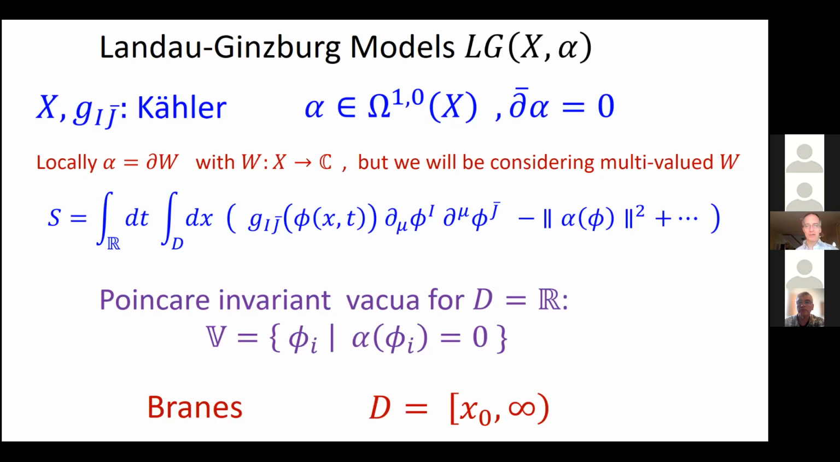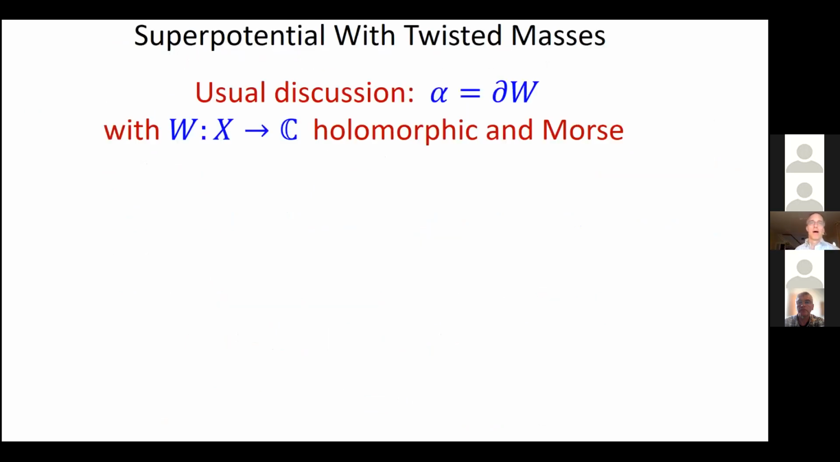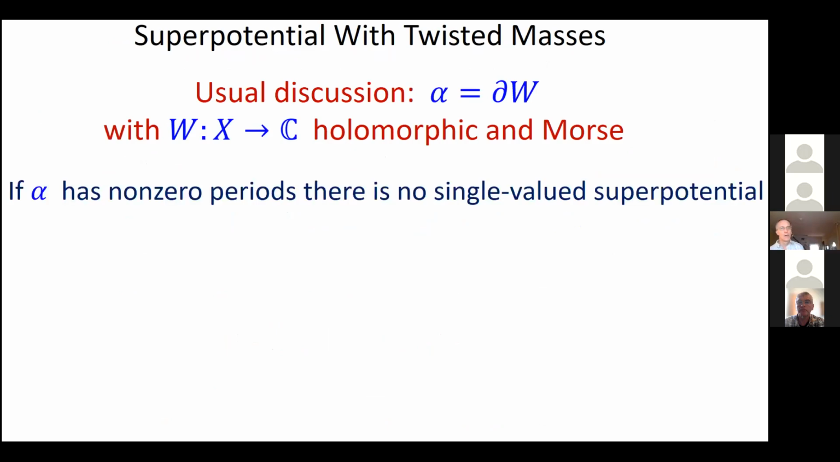I'm working up to boundary terms. So the zeta dependence will come in boundary terms in the action. But in the bulk term, the zeta dependence will drop out. Okay, so now in the usual discussion, as I said before, alpha is exact, where W is a holomorphic Morse function. But we're going to be interested in the case where alpha is not exact.